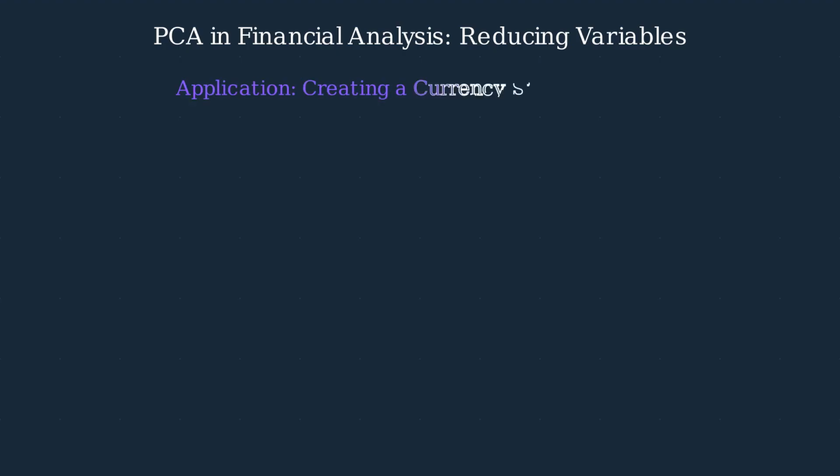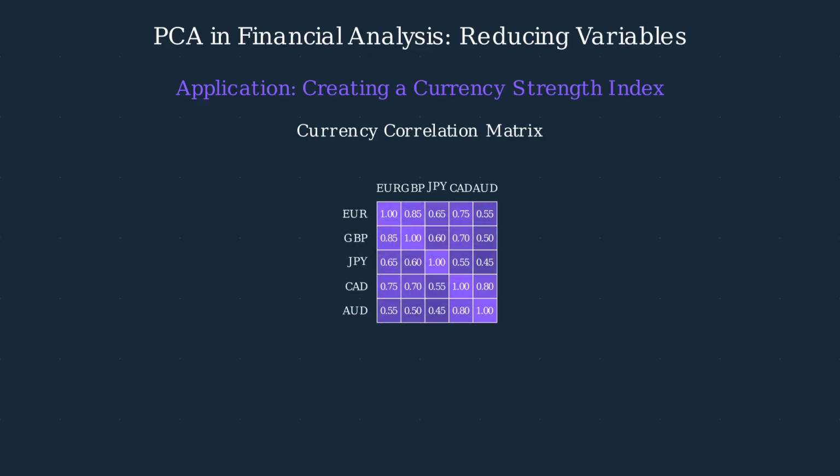Let's see how PCA can be applied to create a currency strength index. First, we analyze the correlation matrix between different currency pairs. Notice the high correlations, indicating redundant information. After applying PCA, we transform these correlated currencies into uncorrelated principal components.